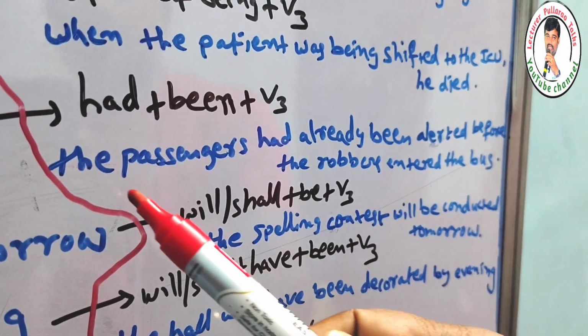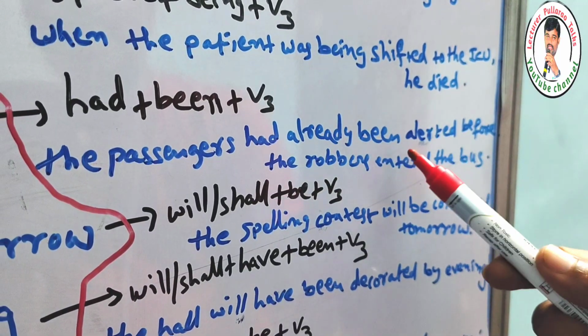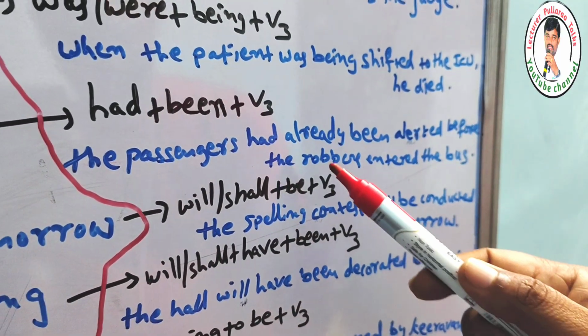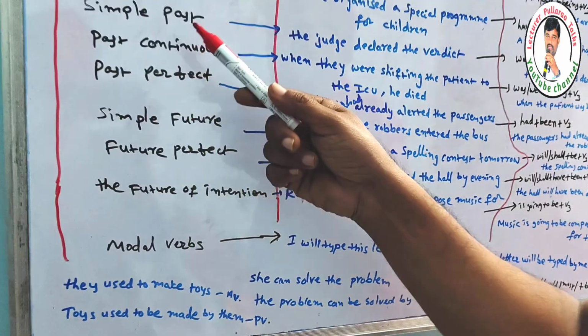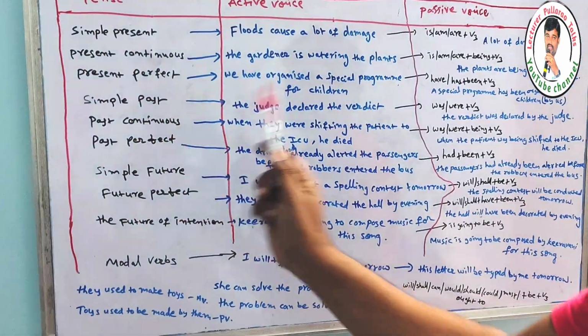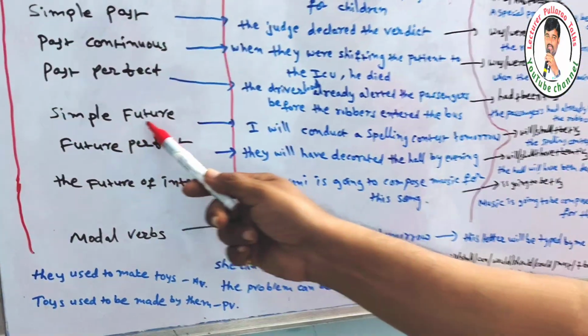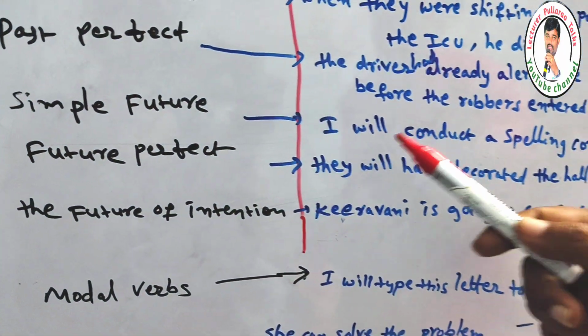I repeat, listen. The passengers had already been alerted before the robbers entered the bus. Next, that is past perfect. So, simple past, past continuous, and past perfect. And now, let's move to future tense. Simple future. This is an example.